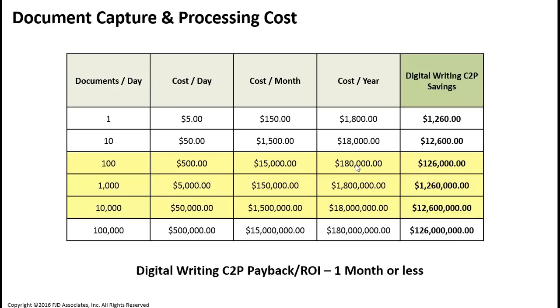Now, digital writing eliminates 70 to 90% of those tasks and associated costs by automating the whole process. So the savings digital writing brings to this organization, they will be saving $126,000 a year because they're not doing those tasks. They don't have to manually process documentation and data. The savings, both in money and in time, are tremendous when you think about digital writing.